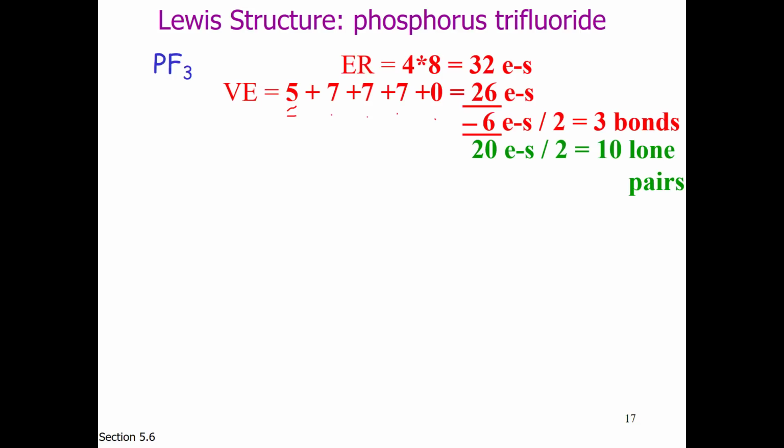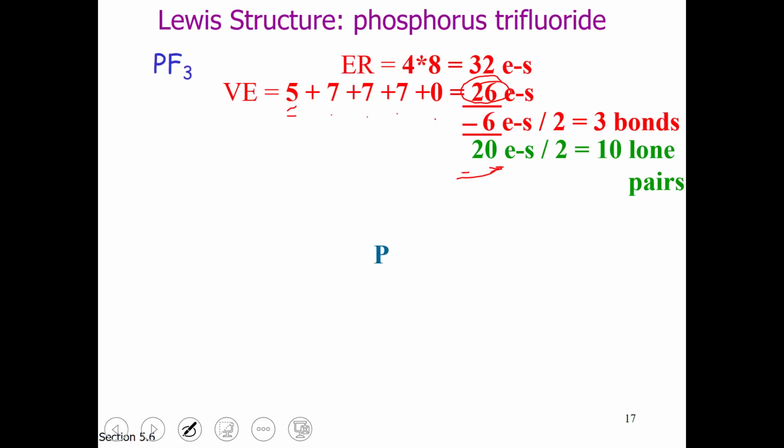Now, what about lone pairs? Well, remember, we have 26 electrons to play with. If 6 of them are in bonds, then 20 of them must be in not bonds, which are known as lone pairs. So dividing 20 by 2 gives me 10 lone pairs.